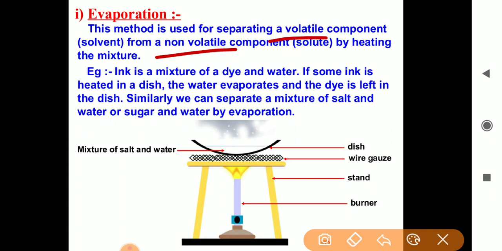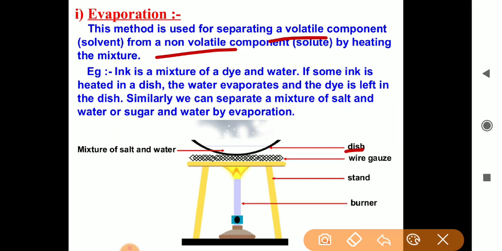So if soluble components are there, then they can be separated by using evaporation. When you start heating, the one which has the low melting point will evaporate and get separated from the other. An example is given here. Ink is a mixture of dye and water. You can see ink used in a ball pen or in ink pens is a uniform mixture of dye and water.